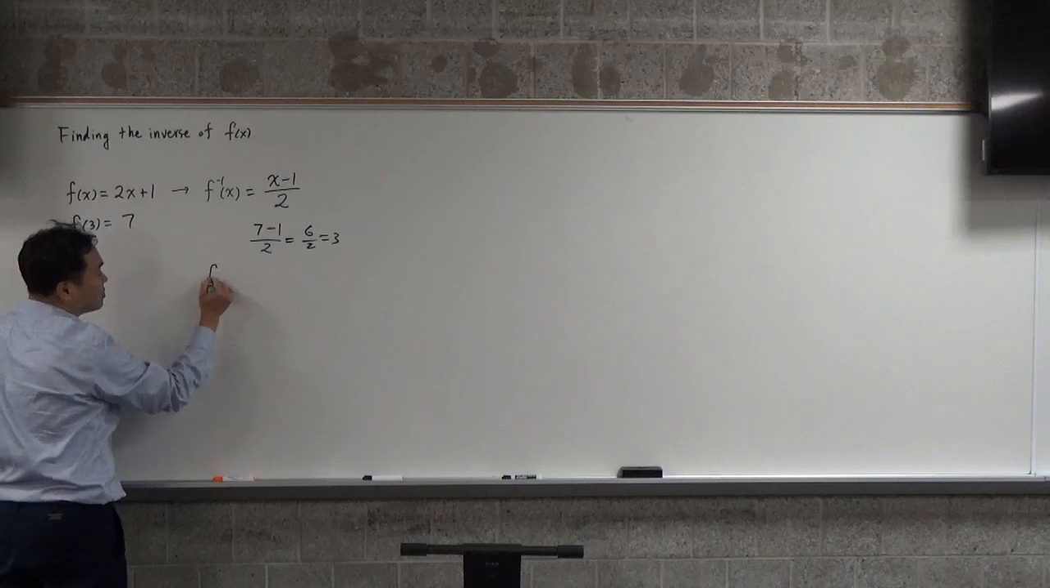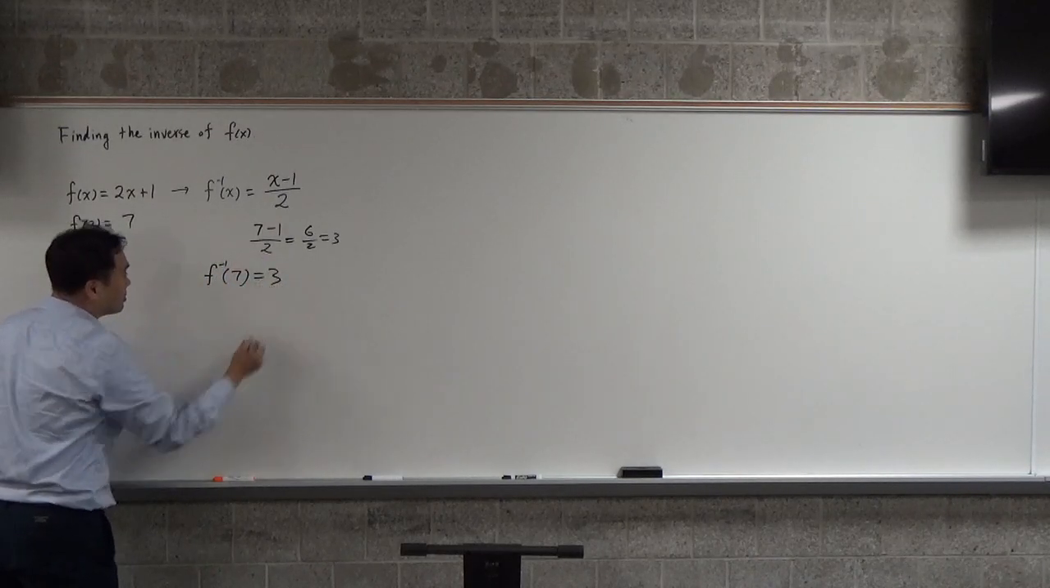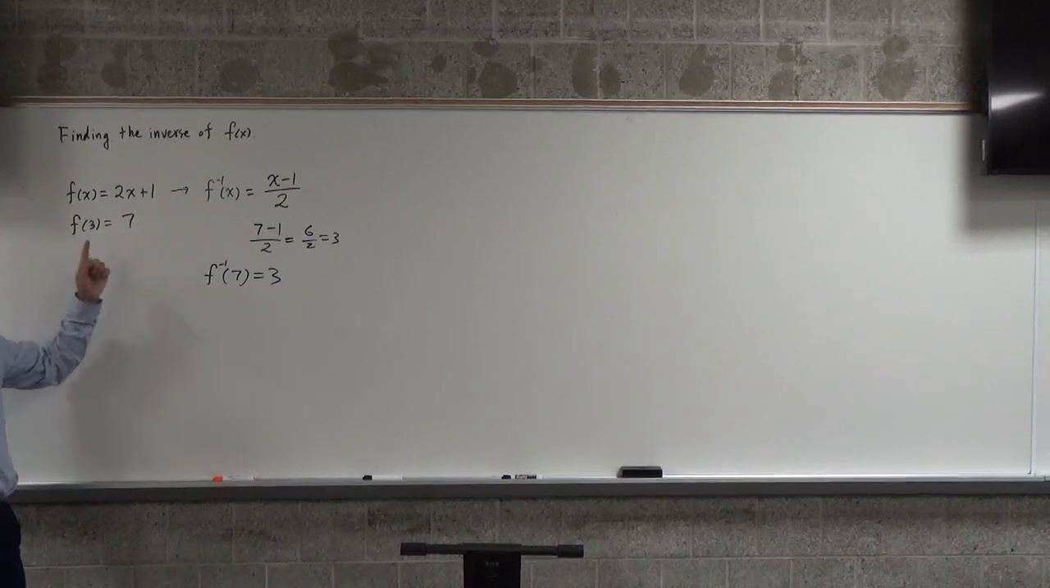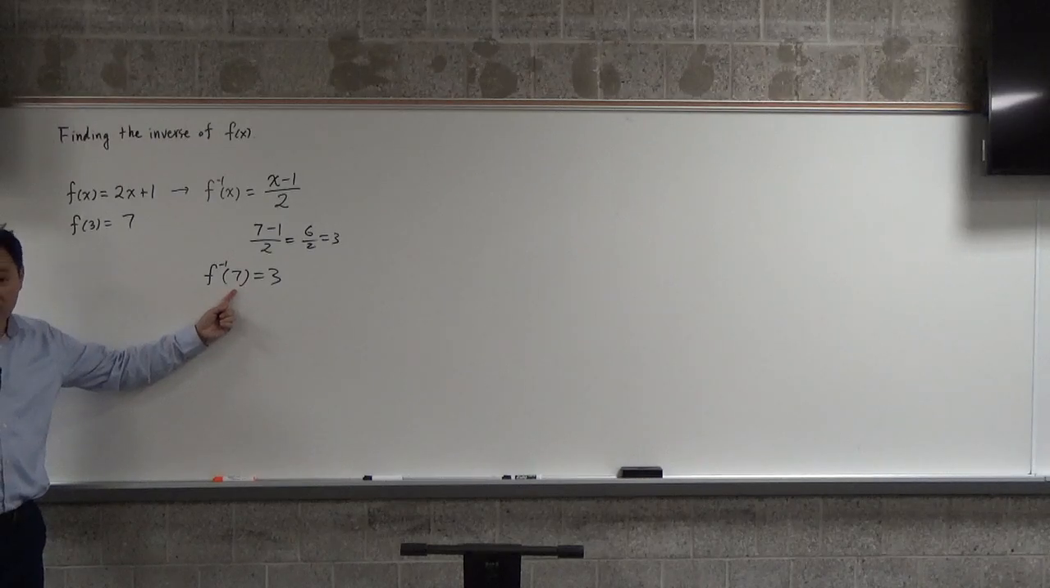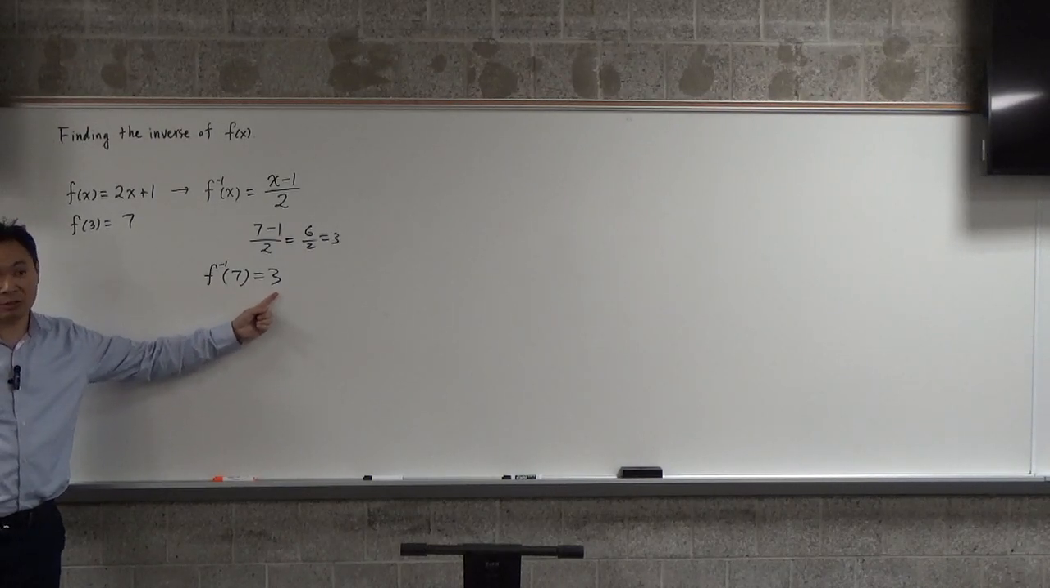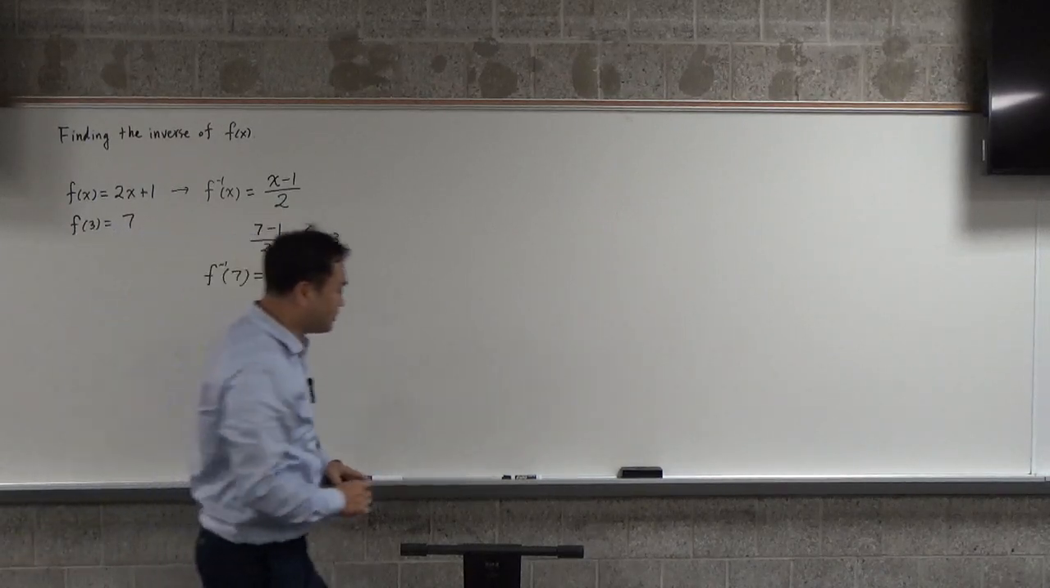You can see that indeed, if you plug in 7 into this function, you get 3. See? The input was 3, output was 7. Now over here, input is 7 and output is 3. So input and output have been switched. That's what inverse functions do.